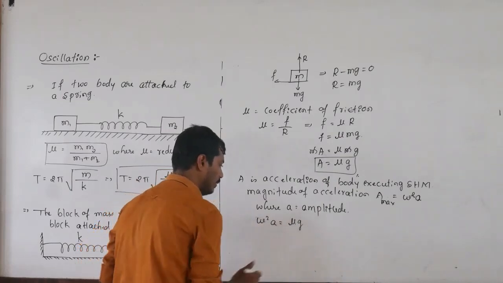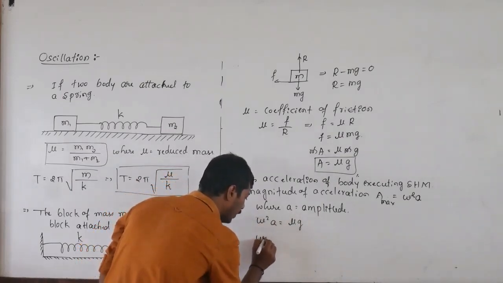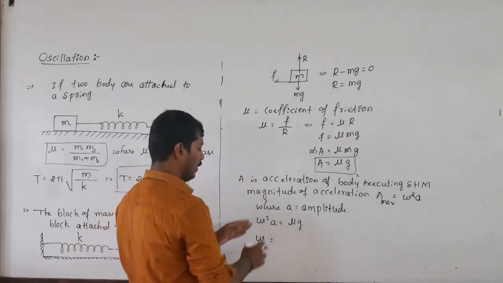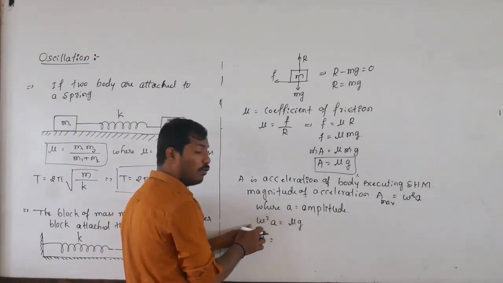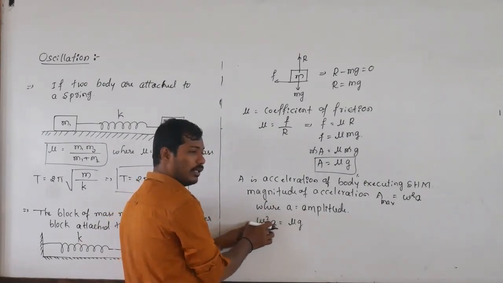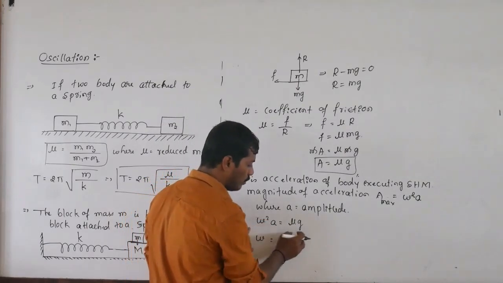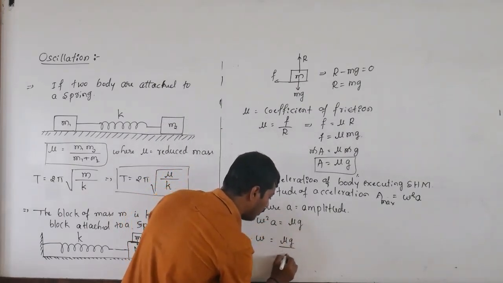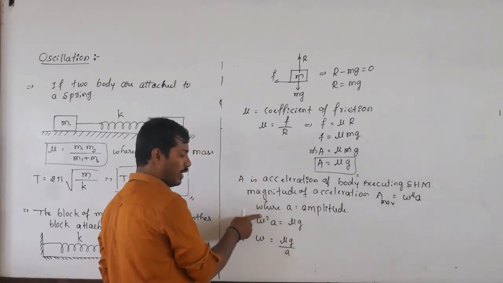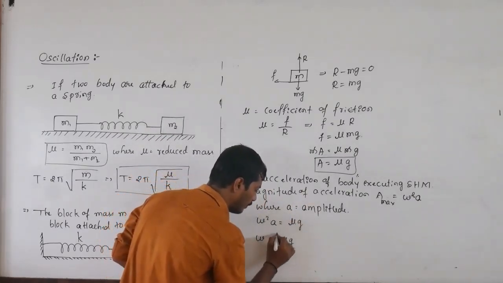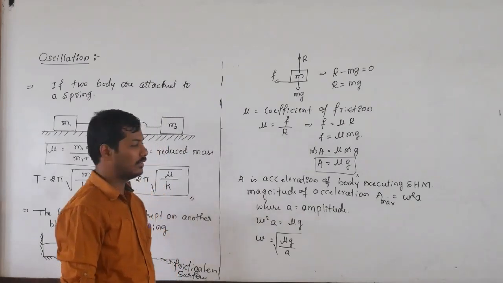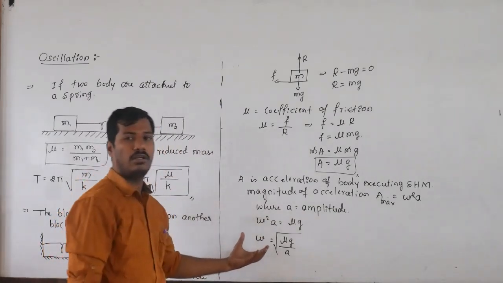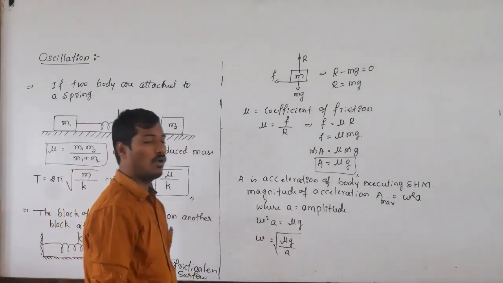Omega square is there. If you want the value of omega, then here it is in the numerator, so you take it to the RHS and it becomes the denominator: mu into z divided by a. It has a square, so take the square root of the RHS. That is the angular frequency, or the angular velocity.